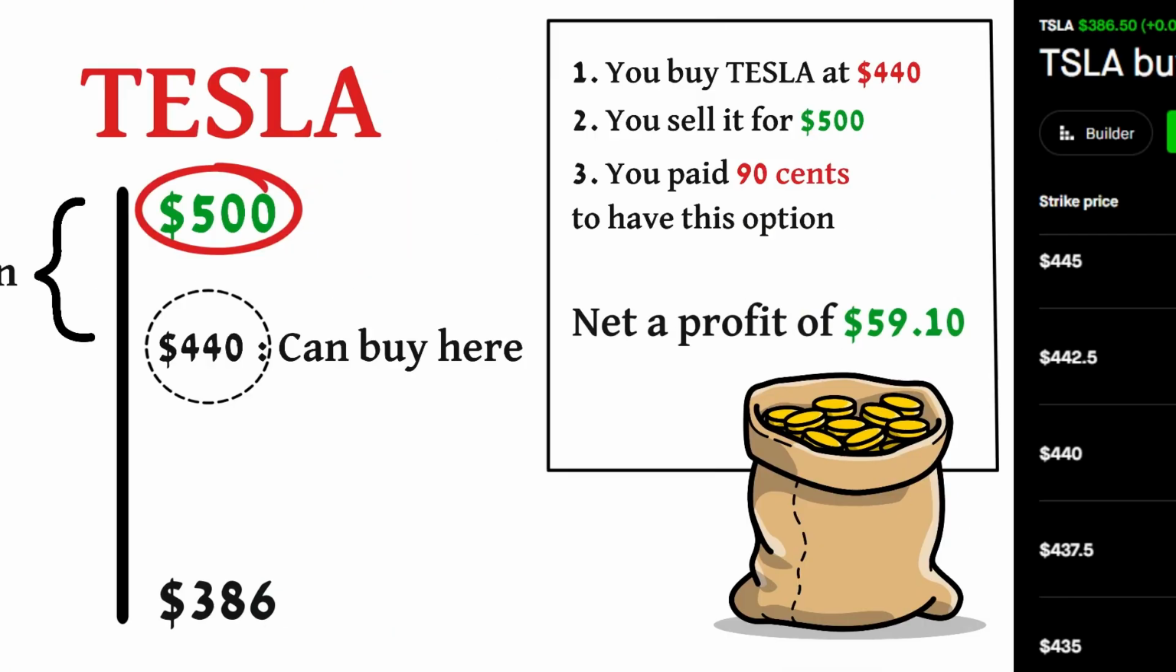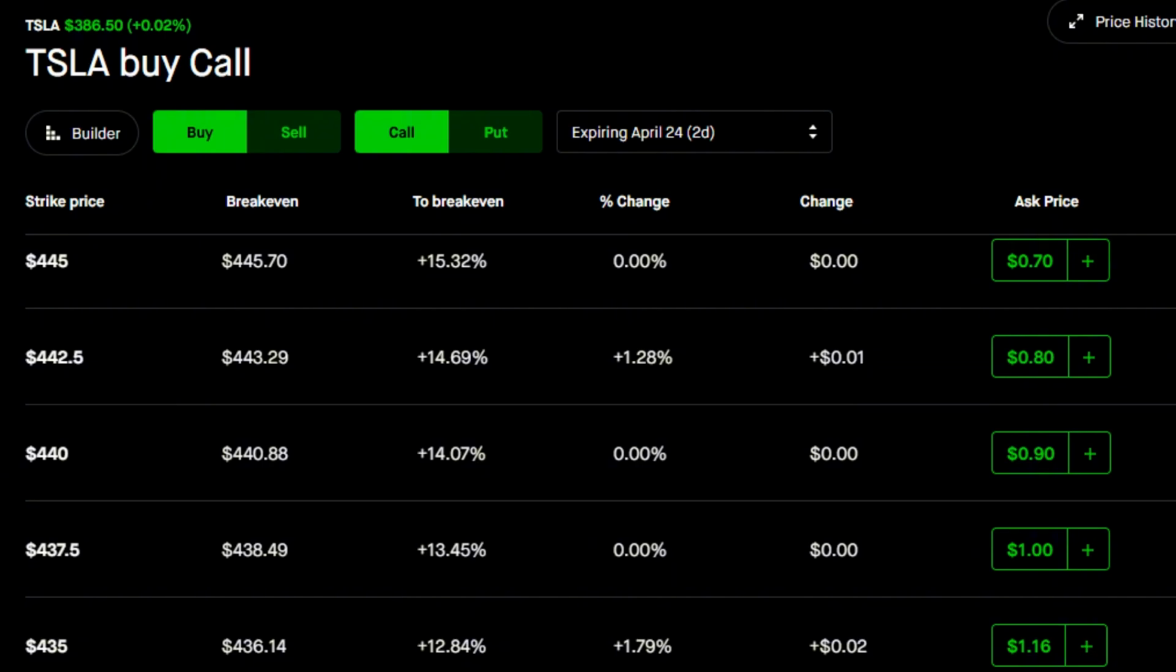That's a great deal. Let's use a real-life example. This is Robinhood. Robinhood platform also has options trading in them. Stock should have an option trading button. You click on it, and it would bring you to this page.